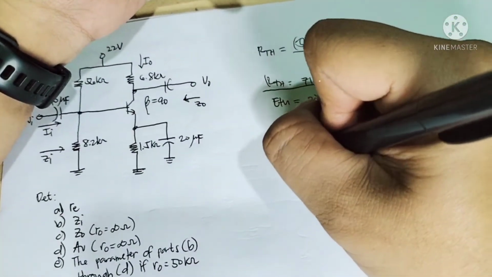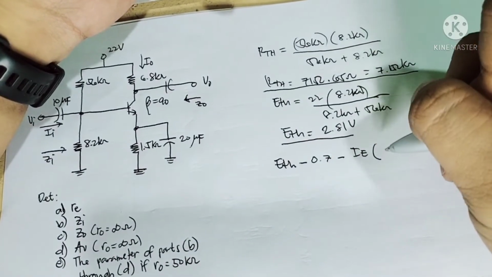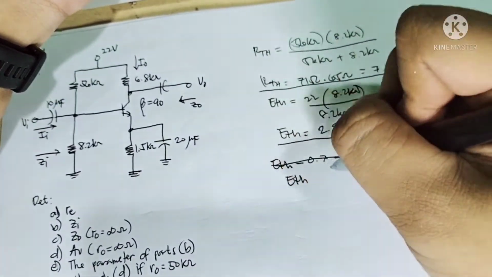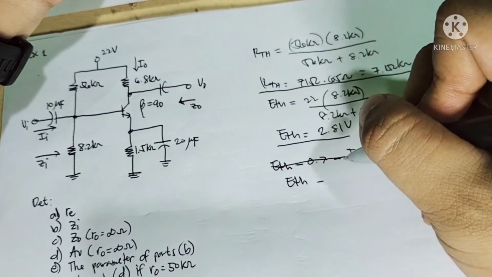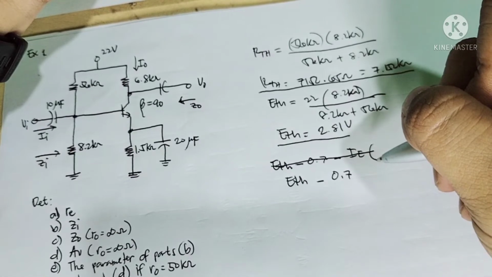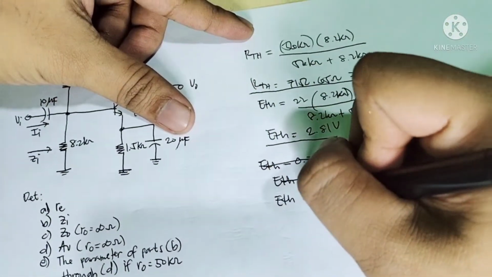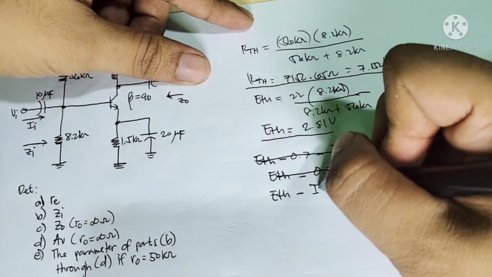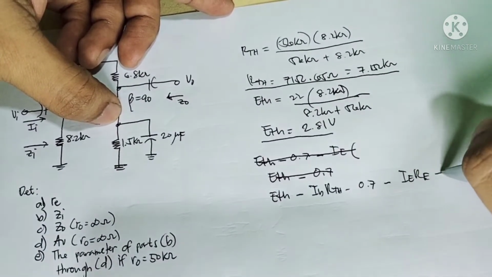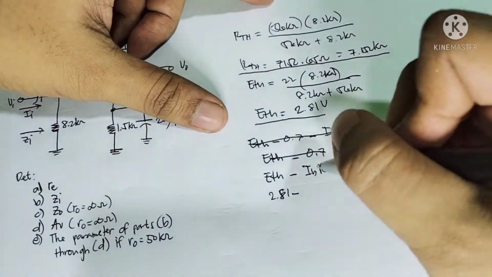This will be the Thevenin's equivalent: ETH minus IB times RTH minus the 0.7 minus IE times R sub E equal to 0. So ETH is equal to 2.81 minus IB.